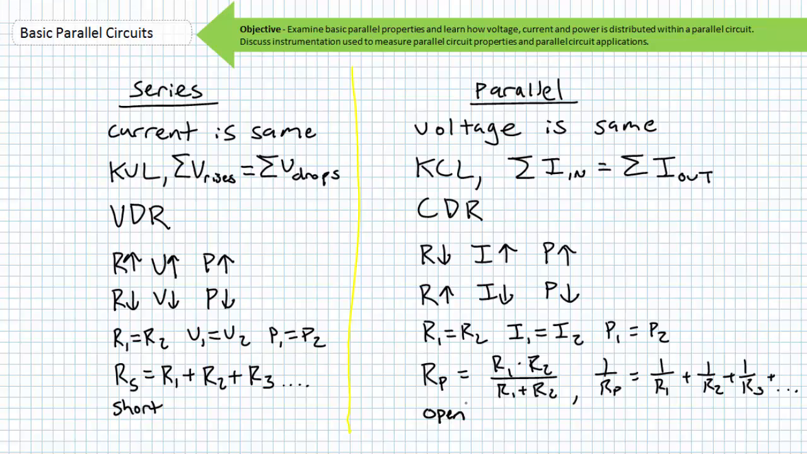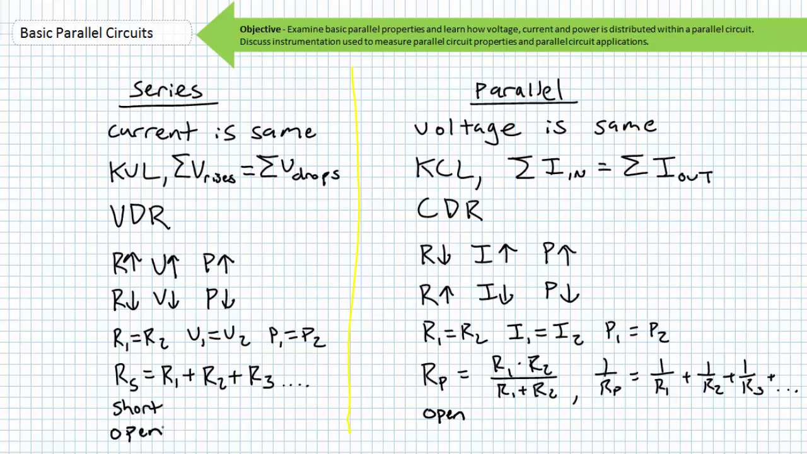An open element in a parallel relationship will remove just the open element from consideration. No current will flow through the open element and no voltage will be dropped across it. The open element will no longer draw current from the source and source current will decrease.